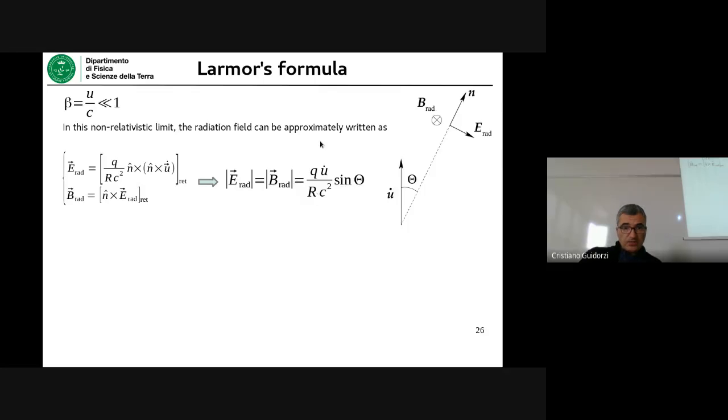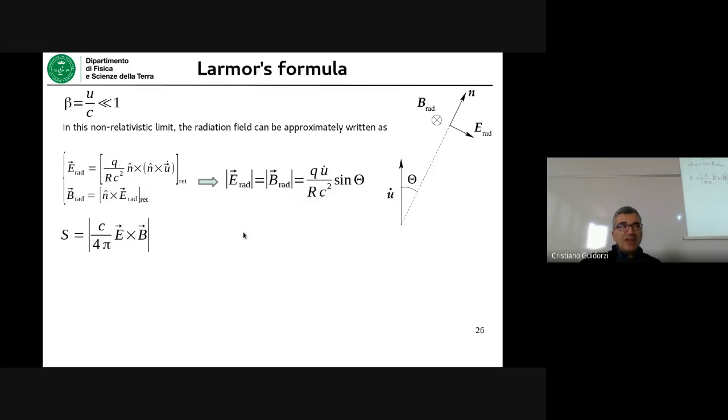So this is the modulus, the magnitude of vector E rad, which is also the magnitude of vector B rad. Just like that, you see. Proportional to the magnitude of the acceleration, to the charge, over r c squared and sine theta.